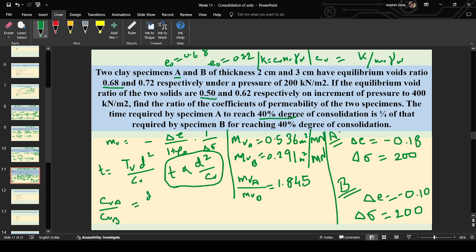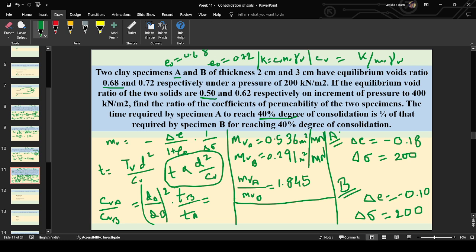It will be (dA/dB) whole square into time, which is inversely proportional, so into TB by TA. Now calculate the value of CvA by CvB. The time taken for sample A is 1/4, so TB by TA is 4, isn't it? TB by TA is 4.